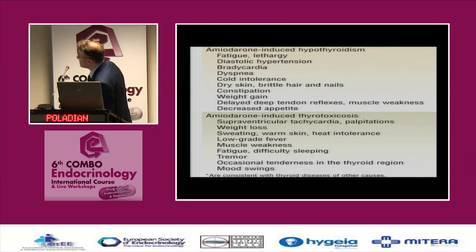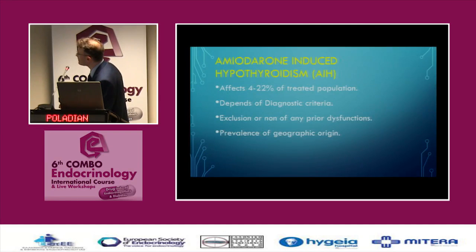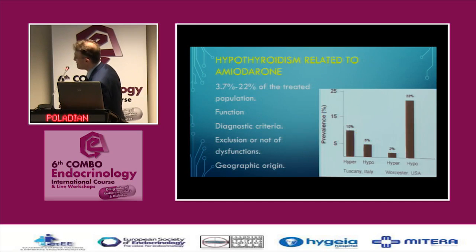This is the difference between the two, induced hypothyroidism and induced thyrotoxicosis. Whenever we have an induced hypothyroidism, it will affect 4 to 22% of the treated population. It depends on the diagnostic criteria. We have to exclude any prior dysfunction and, of course, consider the prevalence by geographic origin. This is a fine example of the geographic origin: 4% to 22% of the treated population, by diagnostic criteria, exclusion of prior dysfunction, and geographic origin.